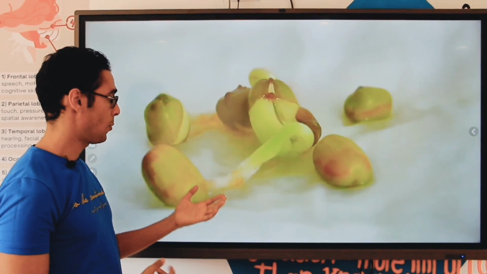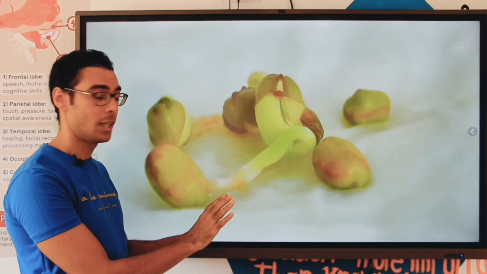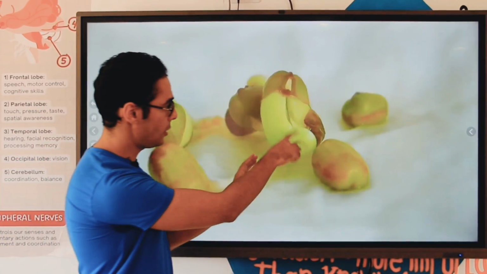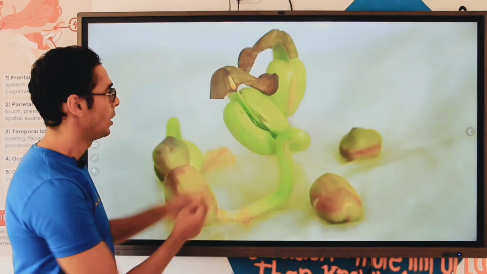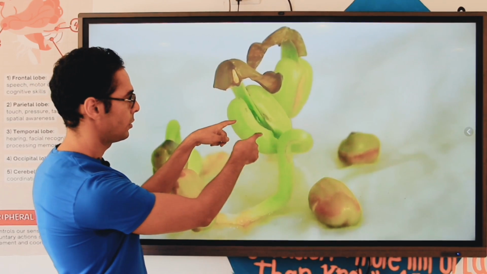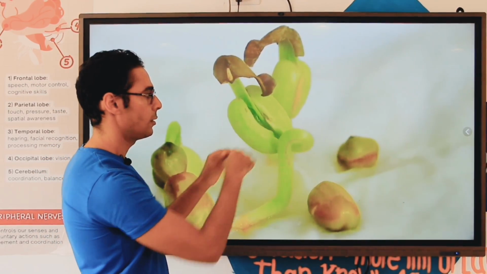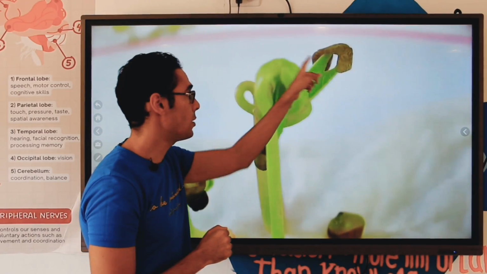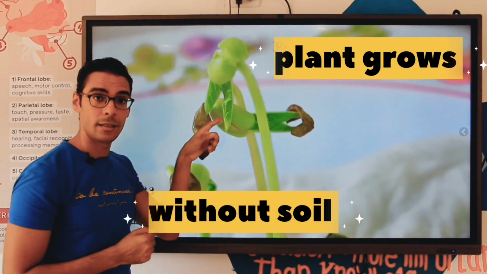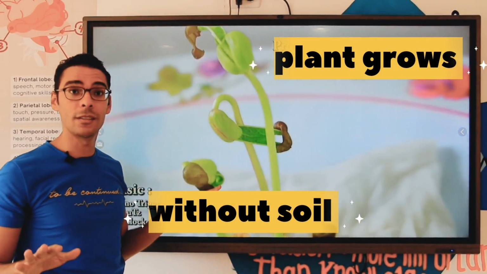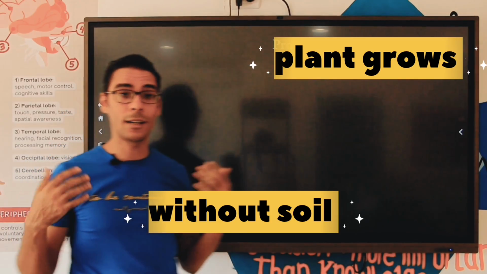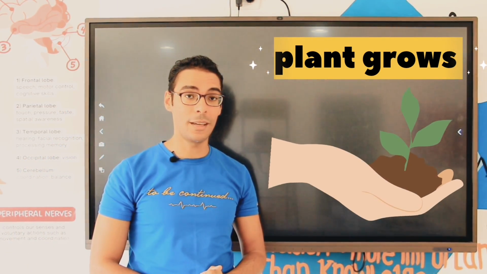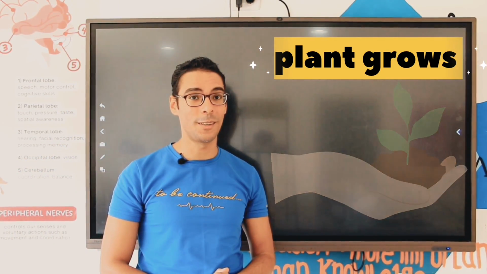Look, we have roots here, and this part will be the stem. Look here, and in this part, you can see the leaves right now. Look, these are the leaves. Now, it seems obvious. Finally, we have a complete plant without soil. That means the soil is a non-essential need for the plant.